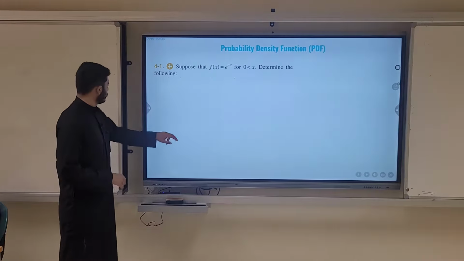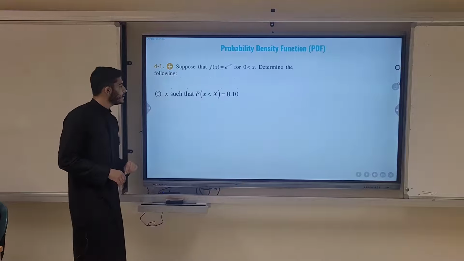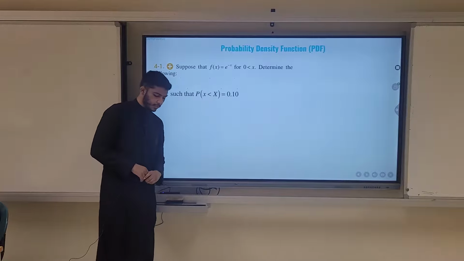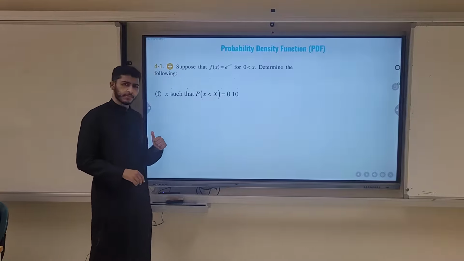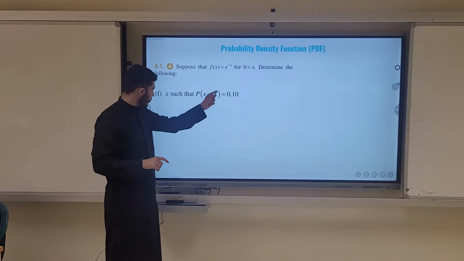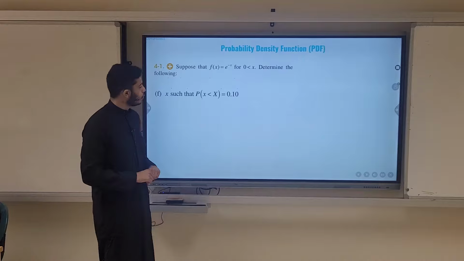Now, we have another part of the question, which is x such that the probability of capital X greater than small x equals 0.1. The idea behind this question is quite simple. They just want you to find the value of x such that if you put it inside of this expression, the probability it's going to give you is 0.1.